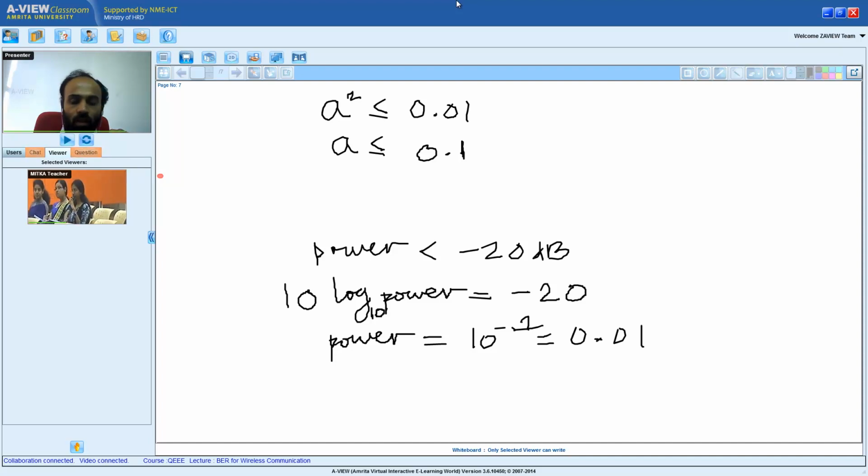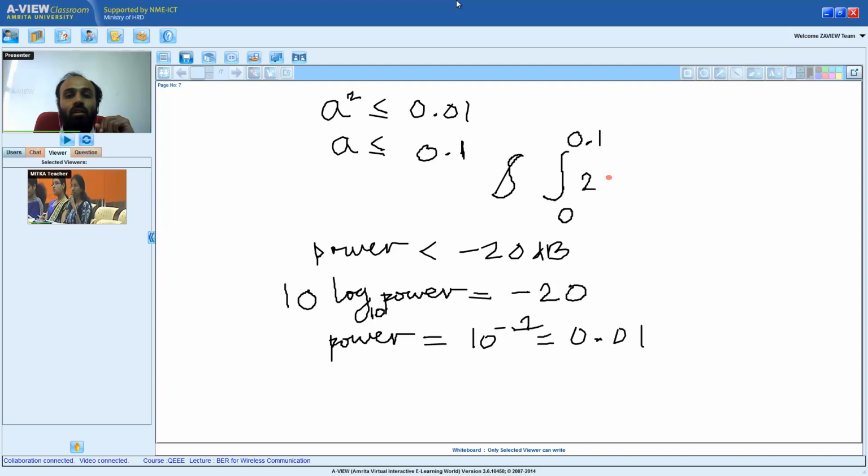Integral minus infinity to 0.1. Integral minus infinity, not minus infinity. A is less than or equal to 0.1. So it is integral. See, A is the amplitude. A cannot be negative. A can only be positive. I'm getting what you're saying, minus infinity, but A is only defined from 0 to infinity. So integral 0 to 0.1. Excellent. 0 to 0.1.